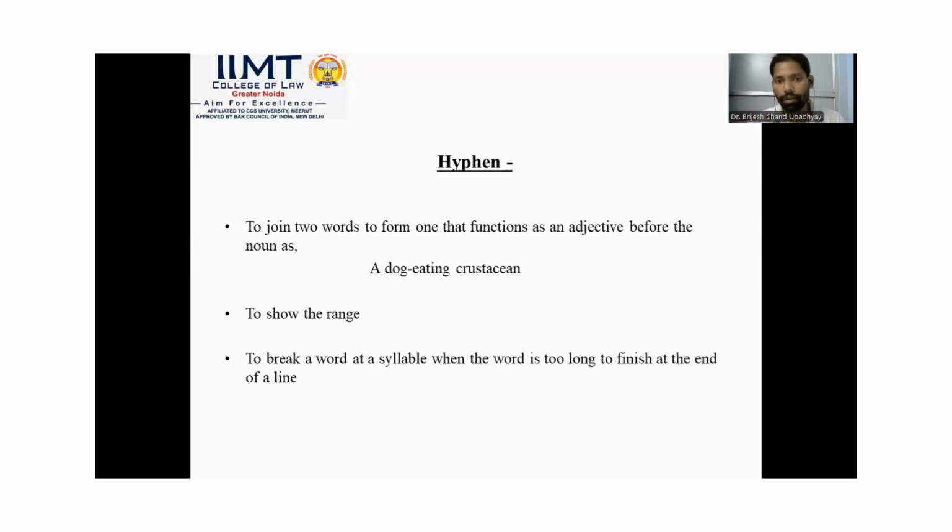Now, lobster, by this phrase you can understand a dog-eating crustacean means a crustacean that eats dogs. So he is habitual of eating dogs. But if you remove the hyphen, it becomes dog is eating, as a participle. Dog is eating crustacean. So a hyphen can change the meaning.